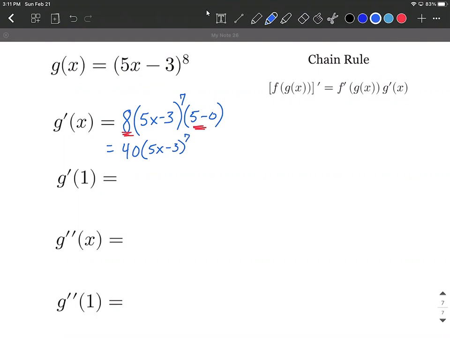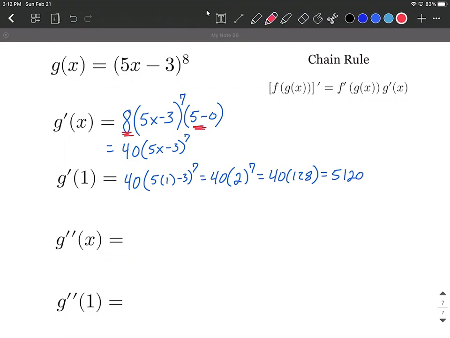Next, let's go ahead and evaluate this at a value of 1. So as we plug in a 1, we're just going to replace the x with a 1. We're going to get 40 times (5 times 1 minus 3) to the 7th power, which will be 40 times, we have 5 minus 3 makes 2 to the 7th power. 2 to the 7th power is 128. And that works out to be 5,120.